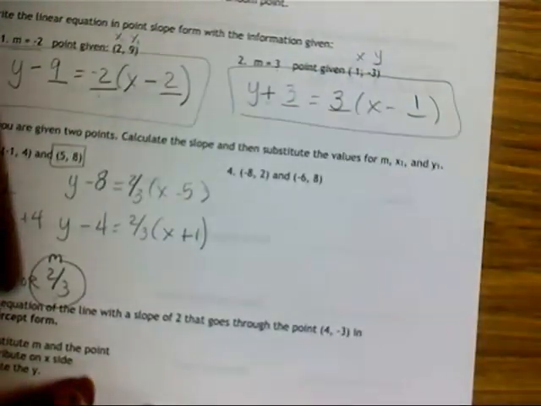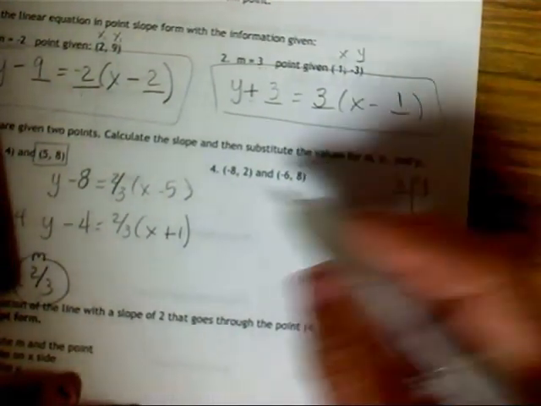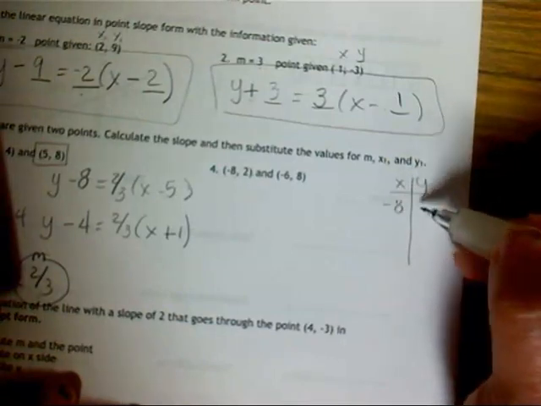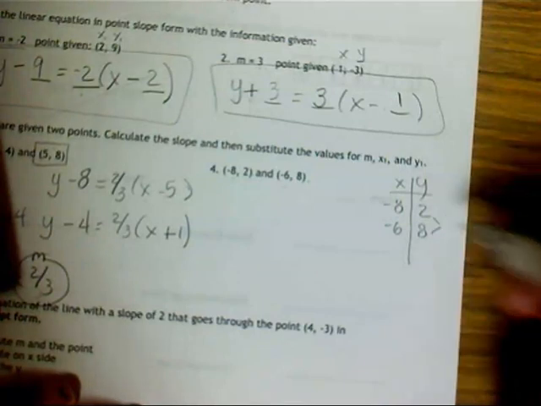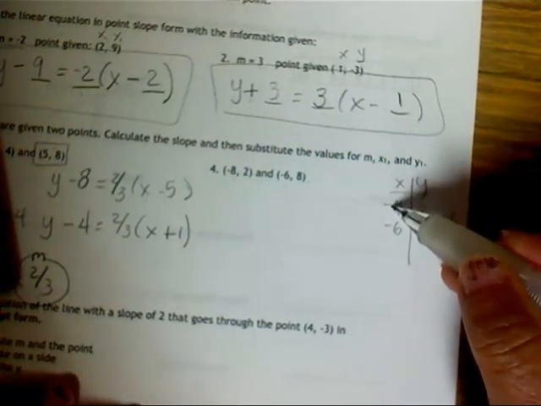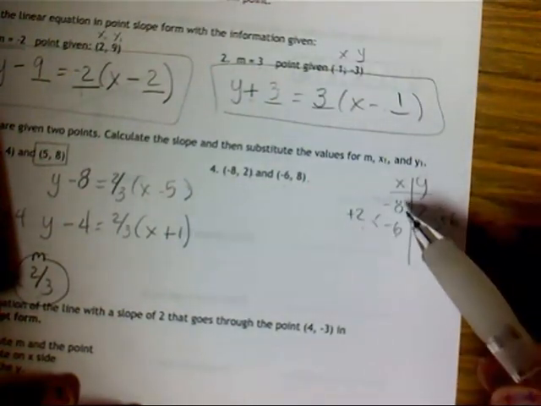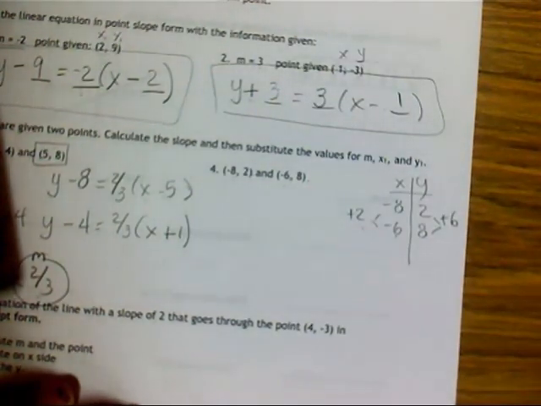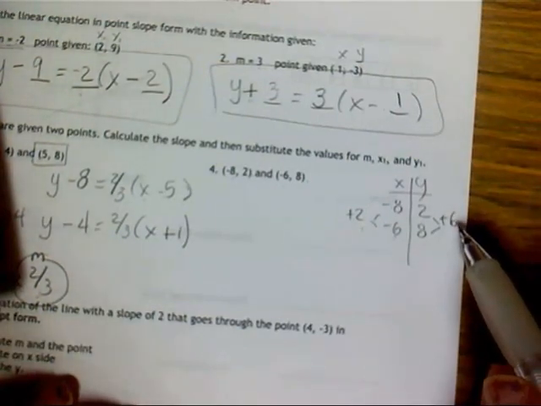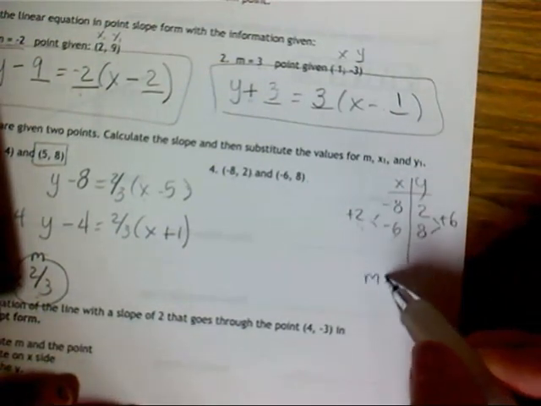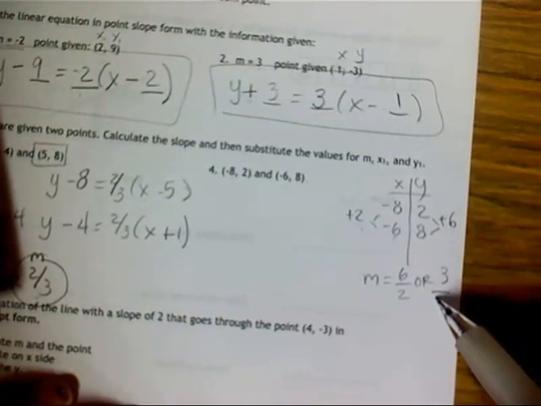Next one, same deal. Use those 2 points to find the slope. So I have -8, 2, and I have -6, 8. From 2 to 8, that went up by 6. From -8 to -6, it's actually going up by 2. You're kind of climbing out of the hole. You're going from 8 in the hole to 6 in the hole. Okay, slope, 6 over 2, which you would reduce to +3. So my slope is 3.